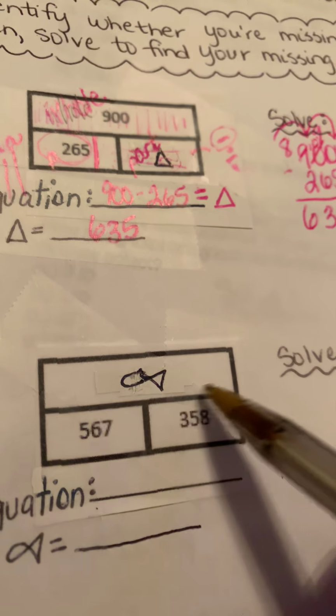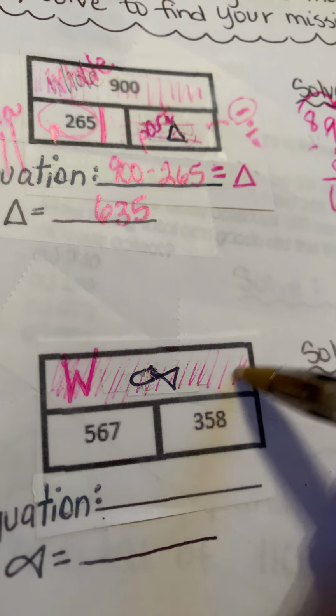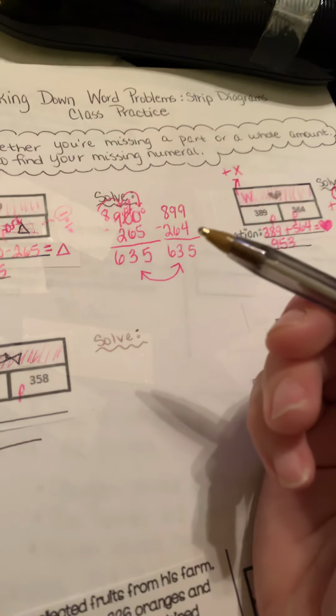All right. Then I might call on a kid. Oh, and am I missing a whole amount or a part here? A whole amount. I agree. Everyone write W. Again, I should know this is a whole amount because it's a whole strip. This is a whole big strip. This is a part, and this is a part. All right. So a whole amount.